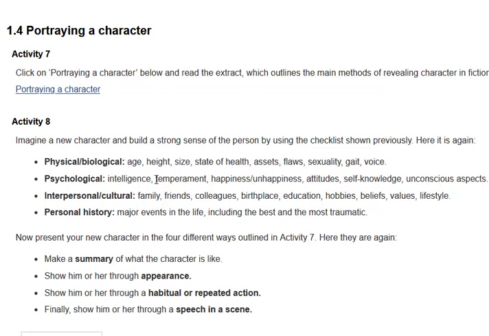Okay, so when we create characters, they have to be like another living, breathing human being. So that's how we create round characters. In my Intro to Literature class, we're not going to be writing stories. We're just going to be analyzing characters that other writers have already written.